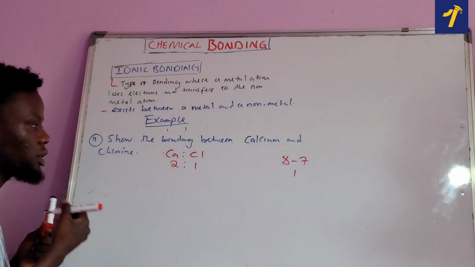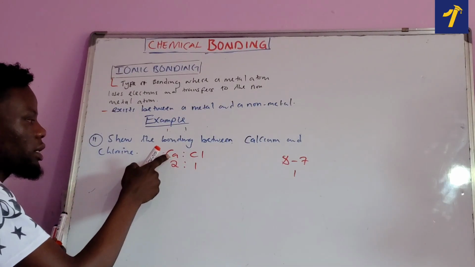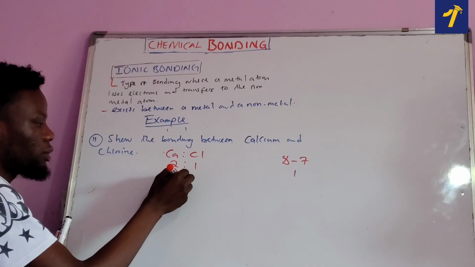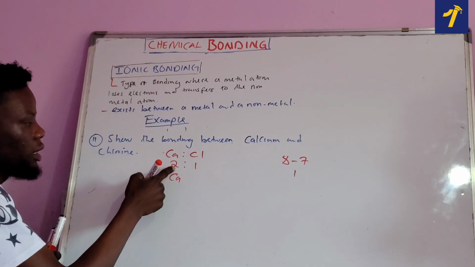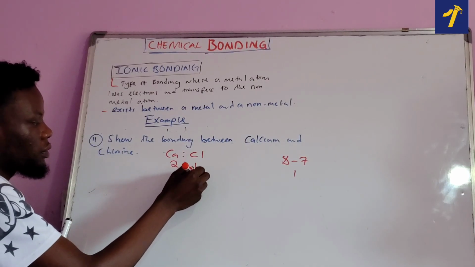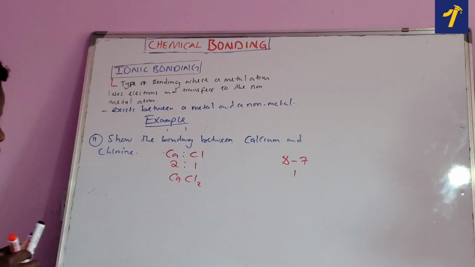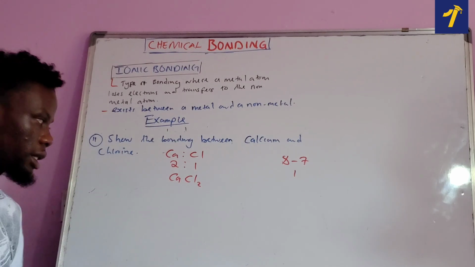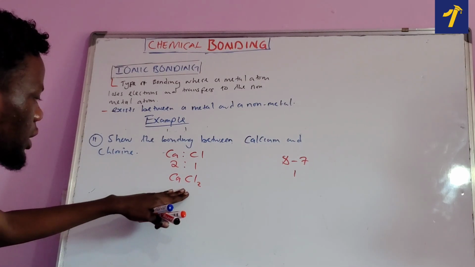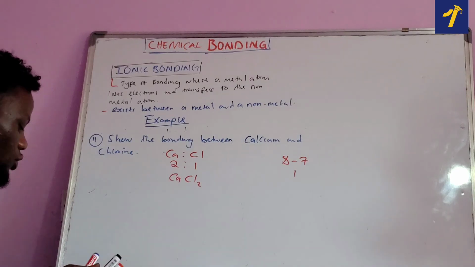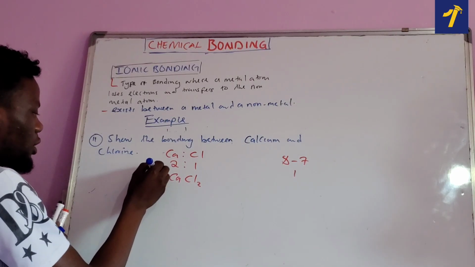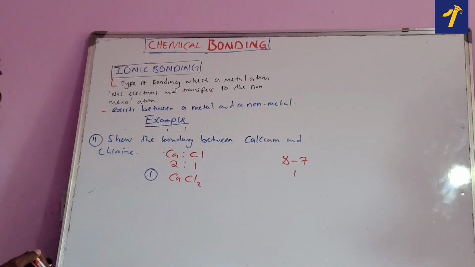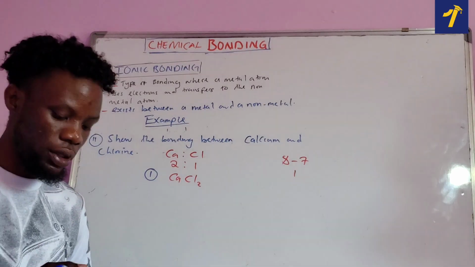Then you cross multiply this one and that one. You're going to have calcium, and 2 times chlorine, like that. Calcium chloride, like that. So this is now what we call calcium chloride. That's the first step that you need to remember. Make sure that you write the chemical formula.